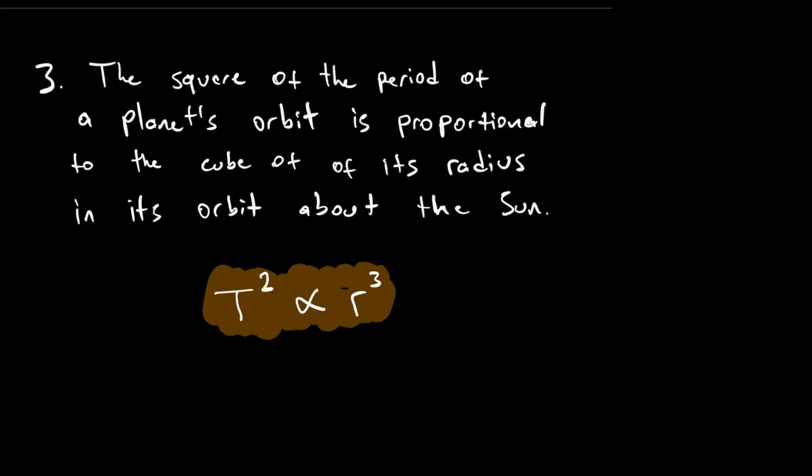Kepler's third law states that the square of the period of a planet's orbit is proportional to the cube of its radius in its orbit about the sun. So this is just to show us some math here. His formula deduced that the square of the period is proportional to the radius cubed.